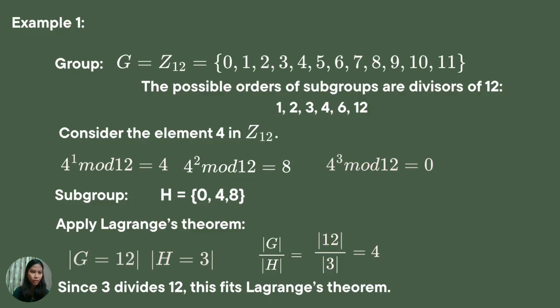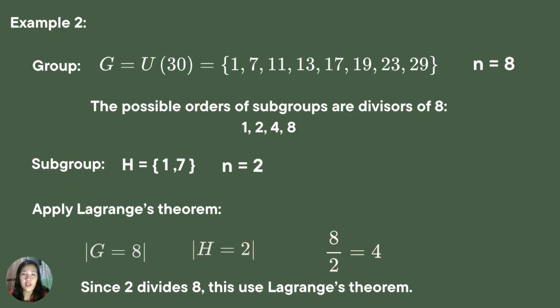So now consider the subgroup H equal to {0, 4, 8}. By applying Lagrange theorem, the order of G is equal to 12 and the order of H is equal to 3. Now G divided by H, or 12 divided by 3, is equal to 4. Since 3 divides 12, this fits Lagrange theorem.